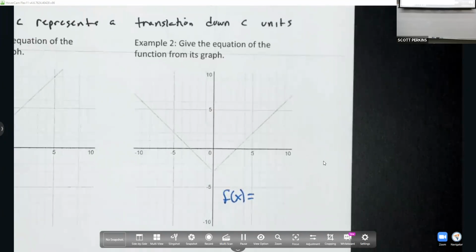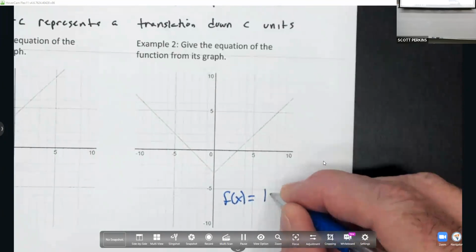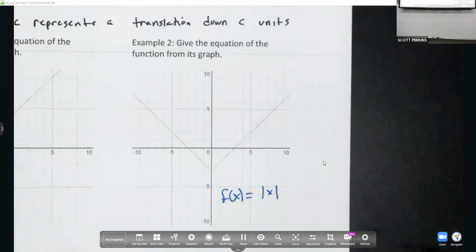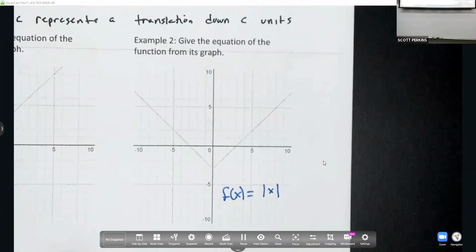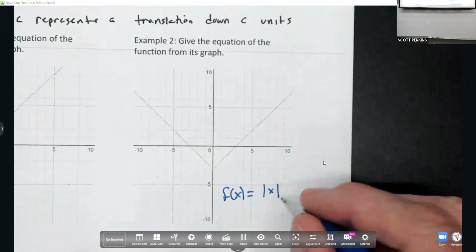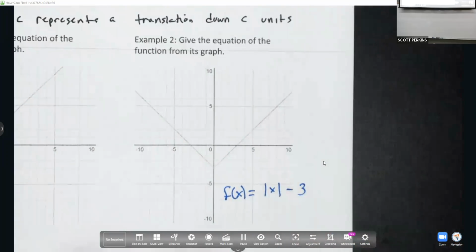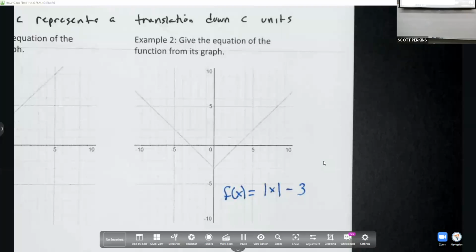So once again, what's the basic graph we're using here? Absolute value. I tried to keep that part of the example pretty steady. And then what happened to this absolute value? What's its difference? It's down 3 units, so -3. Before we flip the page, so far so good. Anybody got a question, a comment, or a concern? Okay, then flip the page.